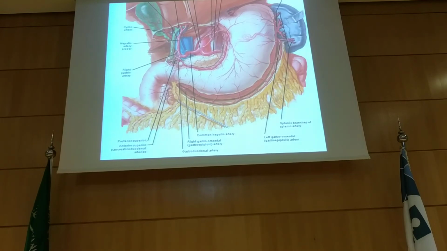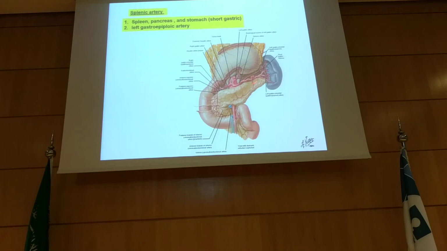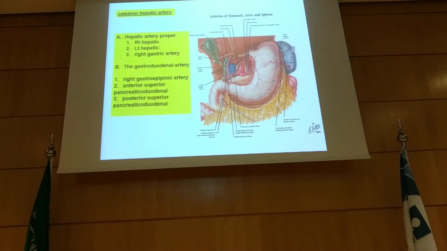Splenic is going to be dancing on the superior border of the pancreas, thick and tortuous, giving pancreatic branches, giving splenic branches, but most importantly it will be giving short gastric arteries to the fundus of the stomach, and it will be giving the left gastro-epiploic or omental artery.